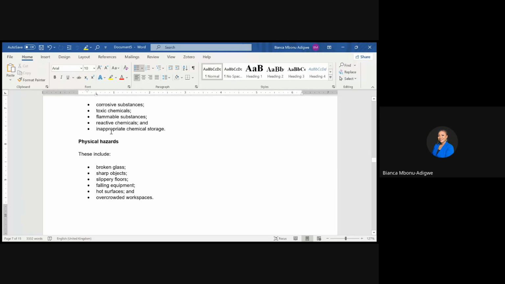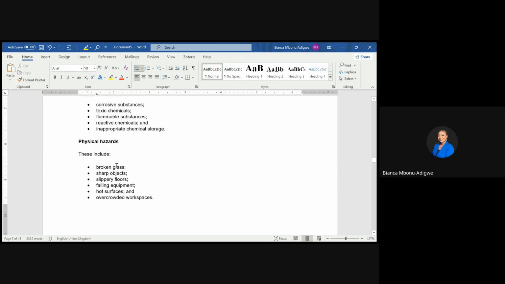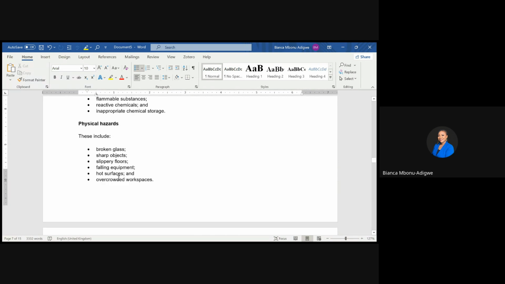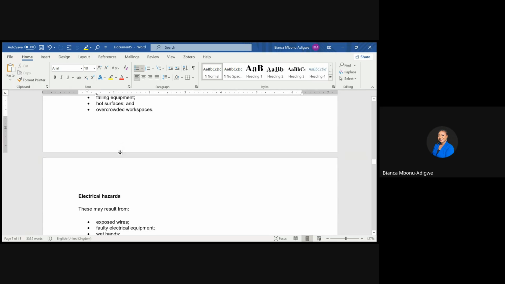So, chemical hazards. These result from corrosive substances. I hope you know what corrosive means. Something that you can touch and it will peel off your skin or damage your skin. That's corrosive. Usually acidic. Toxic chemicals. Flammable substances. These are substances that can catch fire. These are chemical hazards. Physical hazards include broken glass, sharp objects, hot surfaces. Your student touching the surface of your gas cooker or your Bunsen burner, falling equipment and all that, overcrowded workspaces.